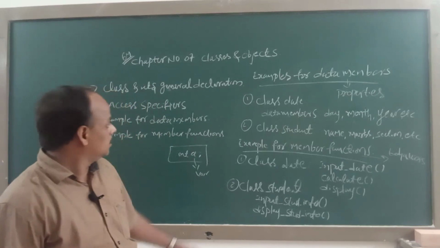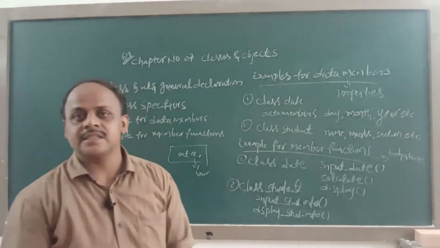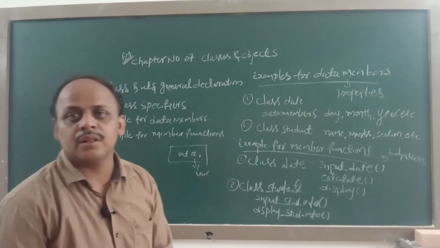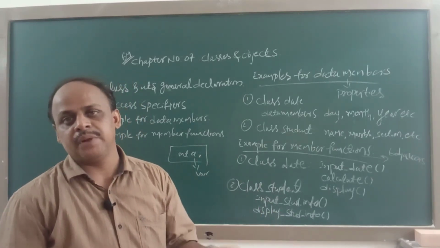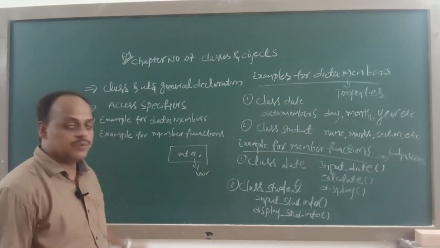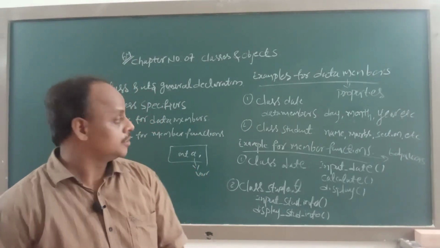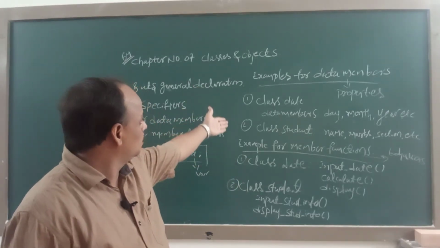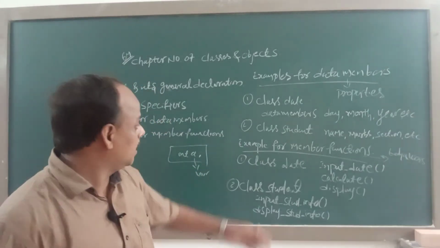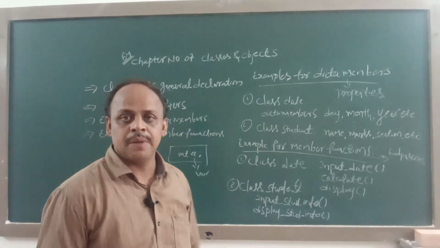This is nothing but the explanation of class and its general syntax, access specifiers, explanation of all the access specifiers, that is private, public, protected, with one general example, and afterwards we discussed examples for data members and examples for member functions. I have written two examples here for data members as well as member functions. Just go through the reader, and there you will find some more examples for data members as well as member functions.